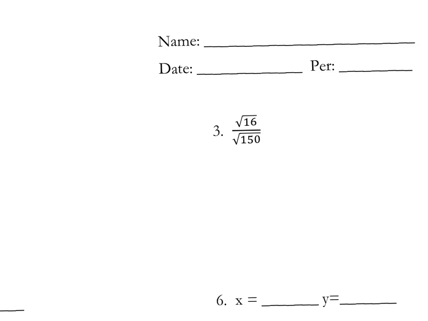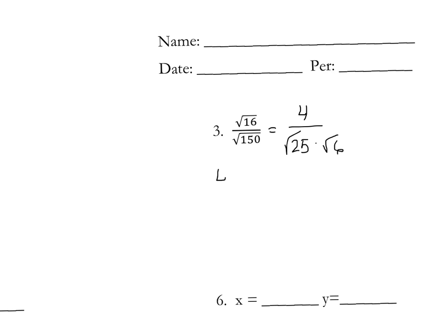Number 3, I have a numerator and denominator. So let's simplify the numerator first. Square root of 16 is 4. I know that's a perfect square, but I'm not taking the square root twice. I'm taking it once. So it's just 4. Then in the denominator, I need to split up 150. So a perfect square that I see as a factor of 150 is 25. So 25, and I think it's times 6. So I use 25 because that's a perfect square.